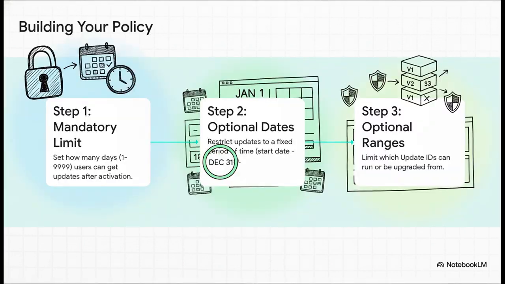You can see how this layers up. You start with that mandatory window, right? Let's say you offer 365 days of free updates. Then, on top of that, you could add another rule that only allows updates released in a specific calendar year. Or you could even get really specific and prevent users from, say, jumping from version 1 all the way to version 3, forcing them to install version 2 first.